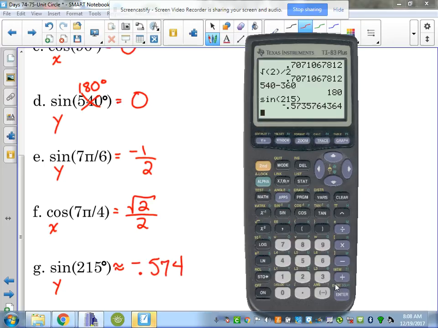This is the only time it's okay to put a decimal value, is when they ask you an angle that's not on the unit circle. Okay, if they ask you an angle that's not on the unit circle, it's the only time that it's okay to have a decimal answer.